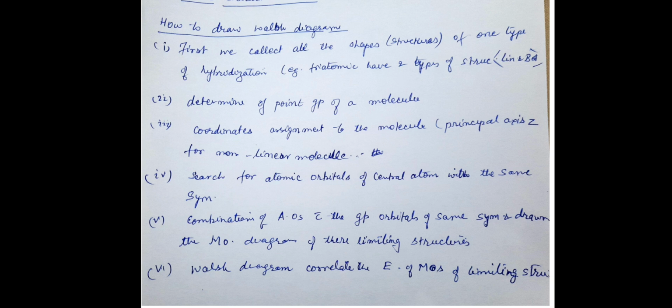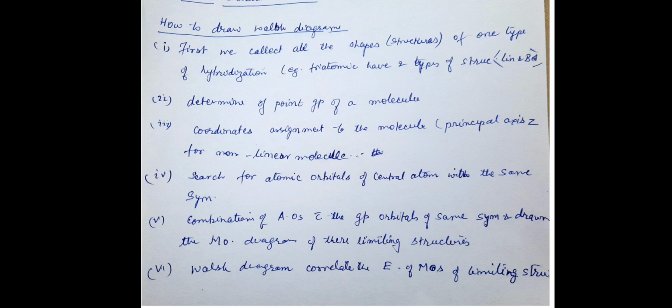First, we collect all the shapes of one type of hybridization. Example, triatomic have two shapes, linear and bent. Second, determine the point group of a molecule. This point group means this is the topic of symmetry in group theory. So I will tell you directly what are the point groups of triatomic and what are the point groups of pentaatomic in the next video.